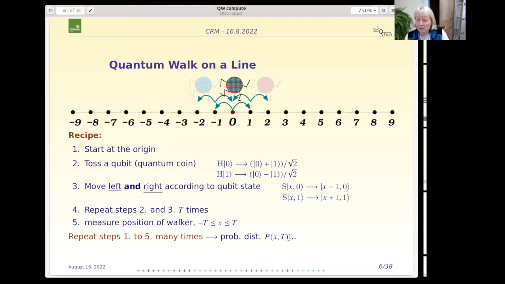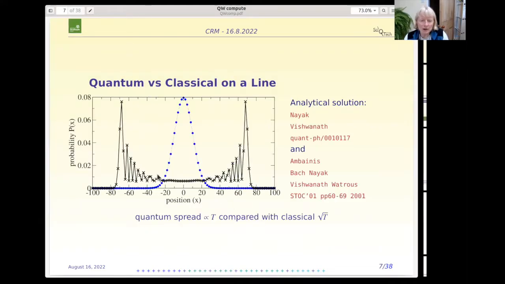Repeat it, and we'll end up with a probability distribution when we measure the walker. So you can see straight away that this is a reasonable translation from here to here in terms of what you're doing to make it quantum. And what you get, of course, is a very different distribution. So this discrete Airy function with two lobes is spreading out linear in time, in the number of steps, compared to square root for classical. And it's analytically solvable, and this is where some of the first solutions were presented in those Stock papers.